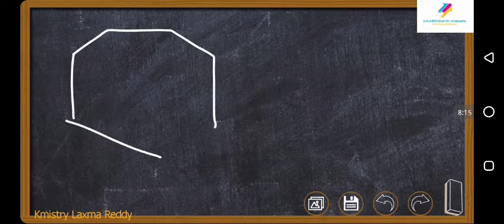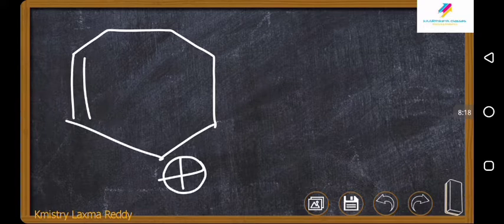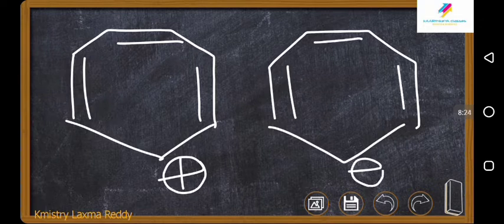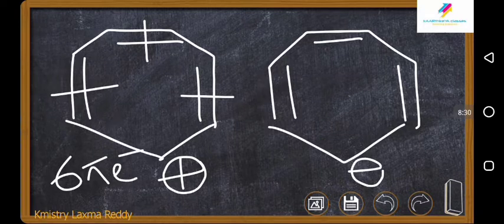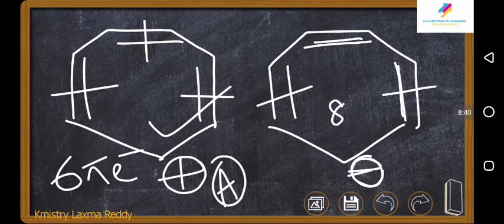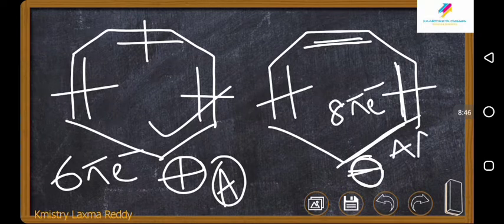Look at the 7-member ring. Here a plus charge is there. Minus charge is there. So here 1, 2, 3 pi bonds, so 6 pi electrons are present. Conjugation, aromatic. Here 2 electrons, 2 electrons, 2 electrons, and 2 electrons more. So 8 pi electrons are present. Alternate 8 pi electrons. So this is anti-aromatic. 4, 8, 12, 16 type of electrons are anti-aromatic. 2, 6, 10, 14 are aromatic. That must contain conjugation.